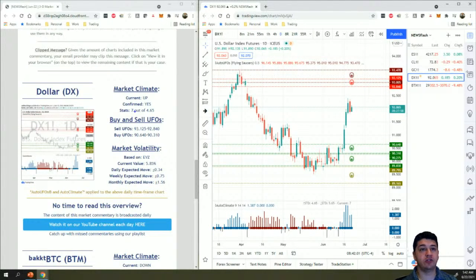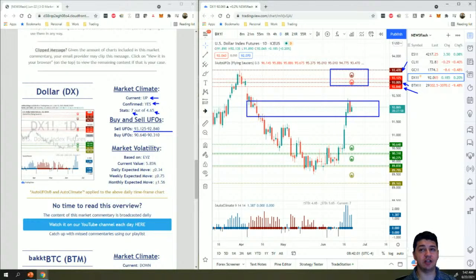Of course, it is on the 7th day up out of typically 5, so it's already getting into a bit of a hopeful up climate there. As I said, the sell UFOs are up above at 93,125 to 92,840, which overlaps with this 93 even to 93,470. We've looked at this area for a while now. It looked like it was just going to go right to it rather than right through it. But here we are. It paused a little bit around this area.